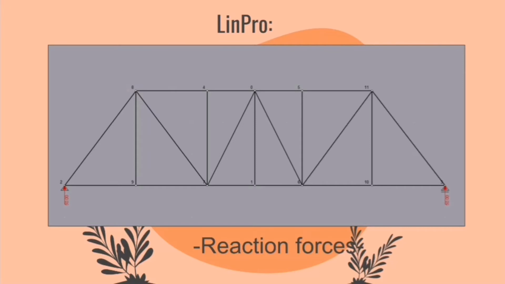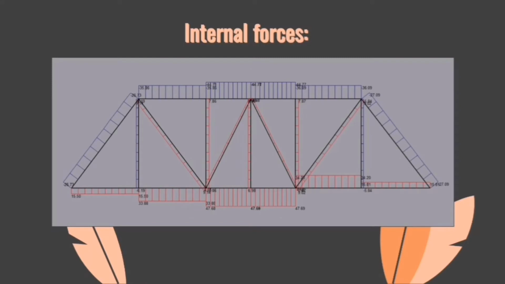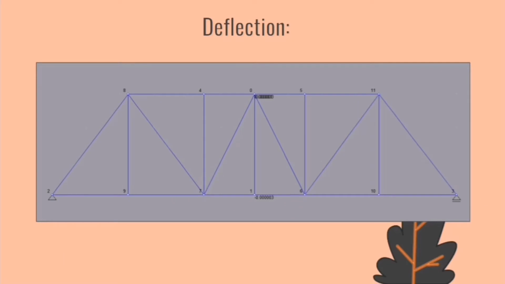So for results and analysis with LinPro, to analyze the truss bridge, the nodes or joints, members, and supports are first placed correctly according to the design, including the dimensions. A load of 50 Newton is then applied to each point, which is point A and point B. And then we run the analysis. Based on the analysis, it can be seen that the reaction forces are the same for both supports, which is 50 Newton. Next, for internal forces, the result shows the value of the internal forces on the members. Red indicates tension while blue indicates compression. For deflection, it can be seen that the value obtained is negative 0.0000003, which is almost zero.